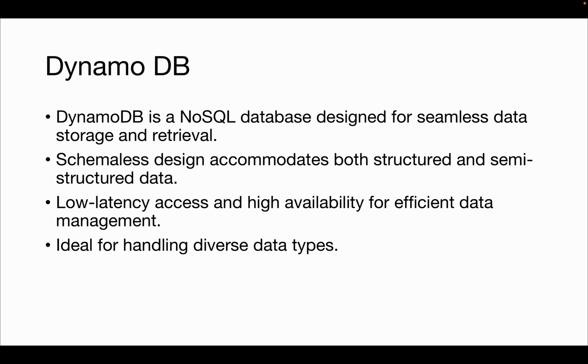Amazon DynamoDB is a special kind of database that makes it easy to save and get data. It does not require a fixed structure for data, so it can handle both organized and somewhat organized data. DynamoDB is fast and you can use it even when you need to access data quickly and often. This makes it great for dealing with different kinds of data.